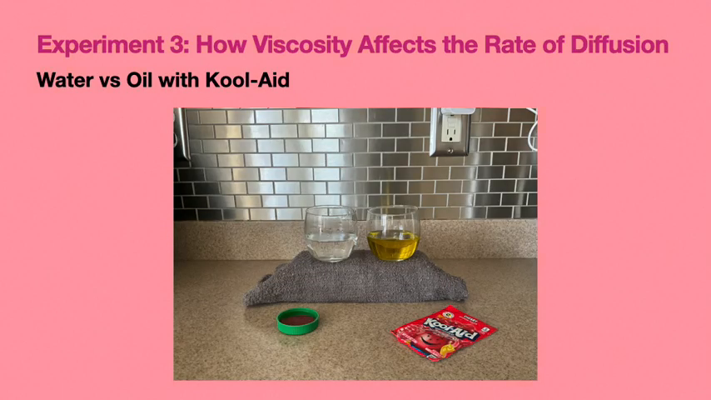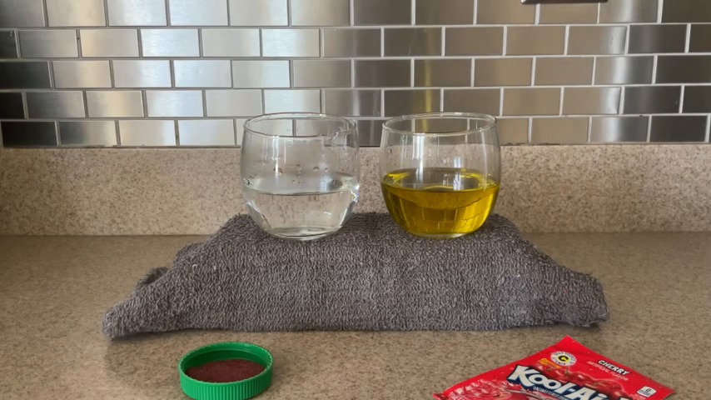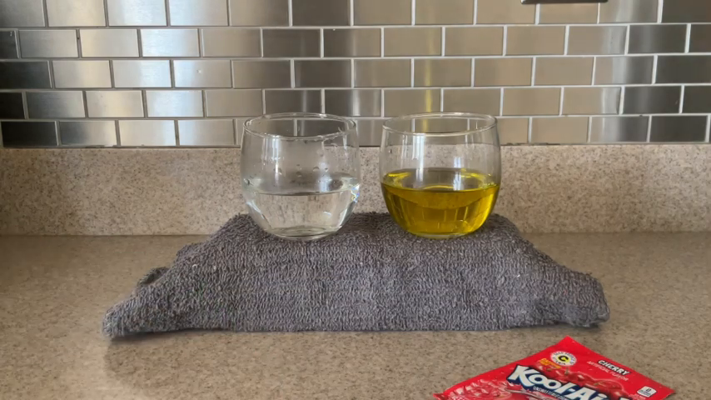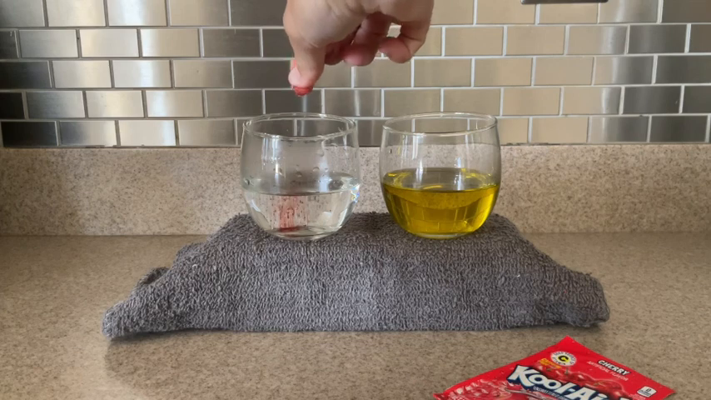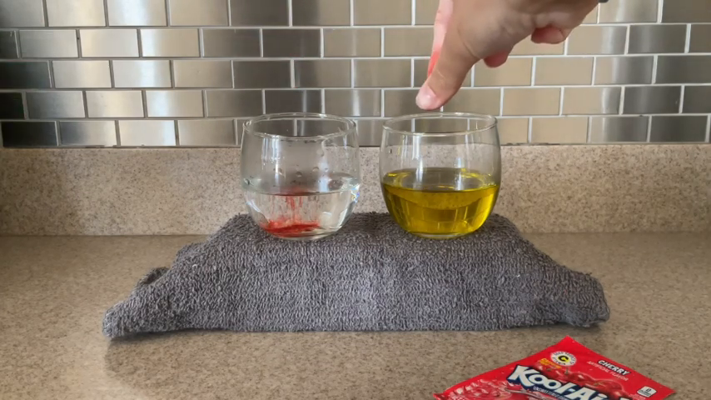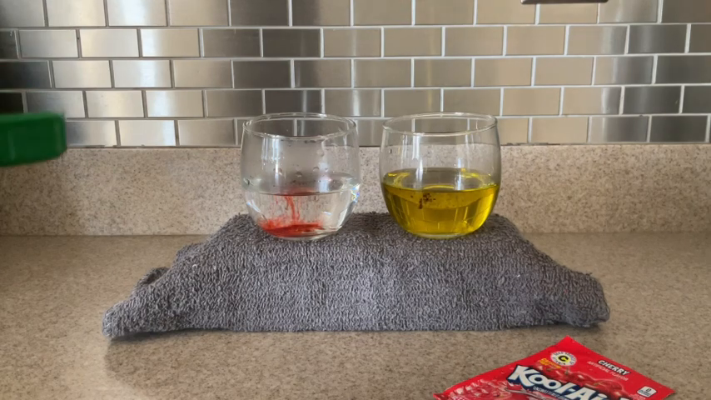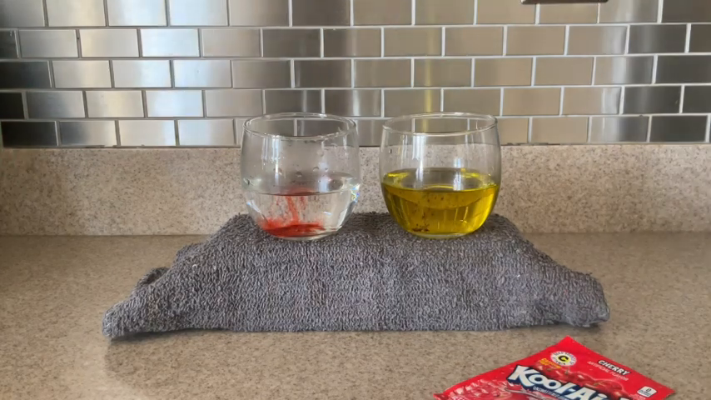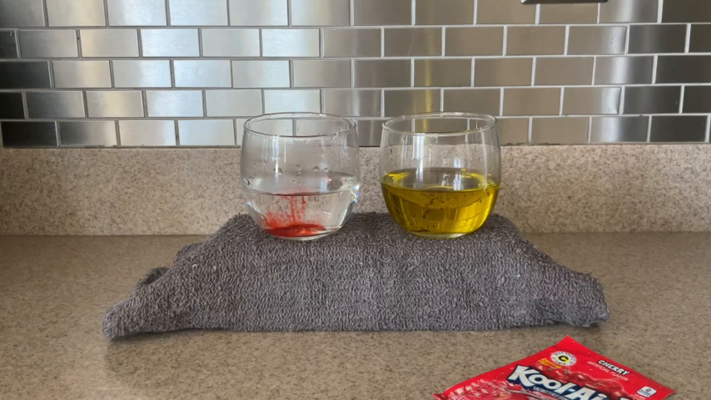Now let's talk about Experiment 3, where we compare diffusion in different mediums using Kool-Aid and water and oil, considering the influence of viscosity. In this experiment, we prepared 2 containers, one filled with water and one filled with oil. We then added the Kool-Aid powder to each container to serve as our solute. In the water container, we observed rapid diffusion, with the Kool-Aid powder quickly dissolving and spreading throughout the water.